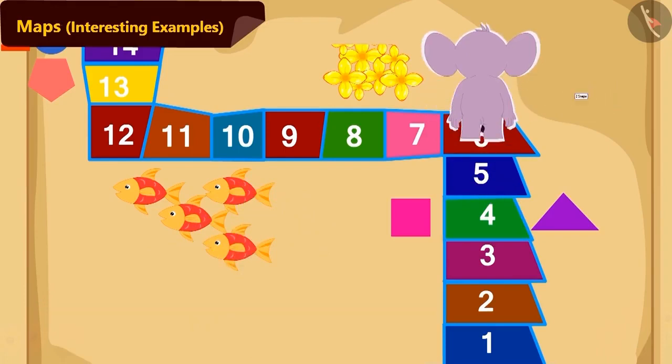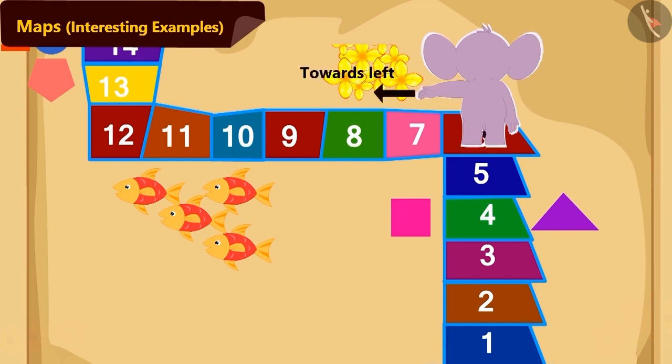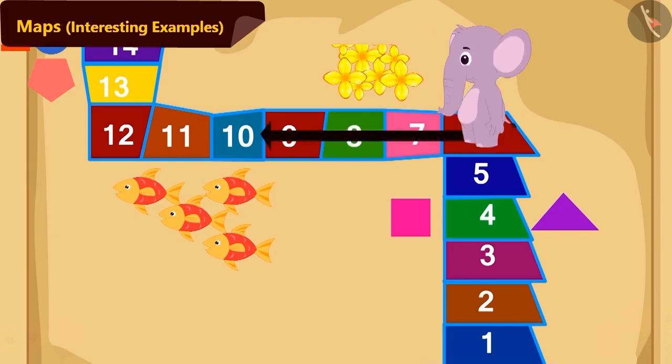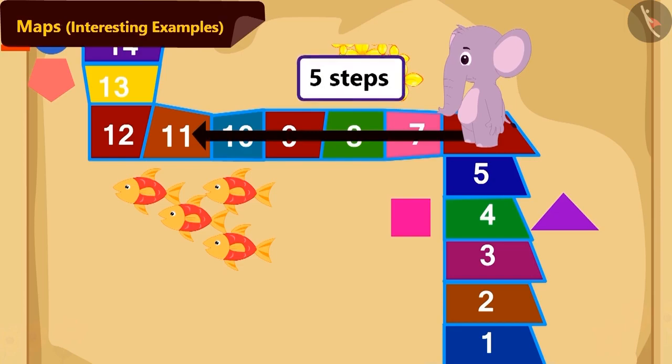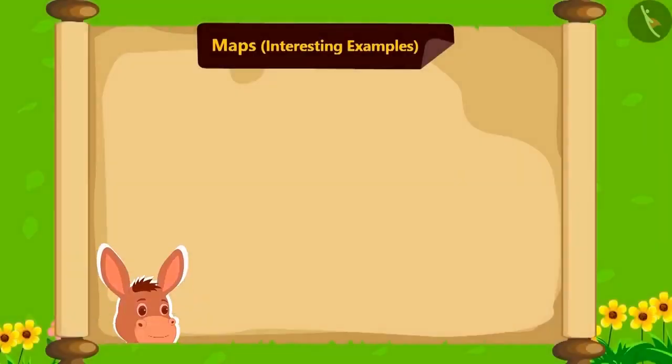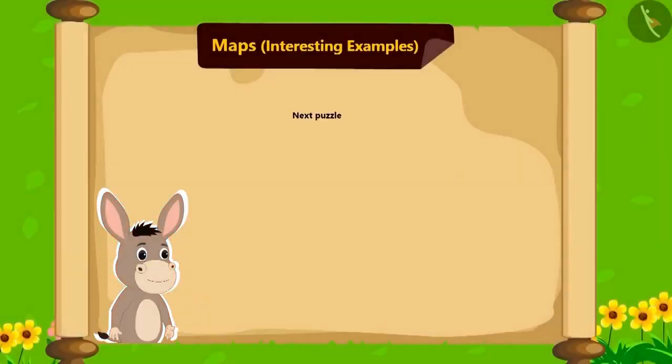First, Appu will walk 2 steps straight. Now in which direction will Appu turn? Absolutely right, towards left direction. Then how many more steps will Appu need to walk to reach tile number 11? 5 steps. Come, let's see what is Bhola's next puzzle.